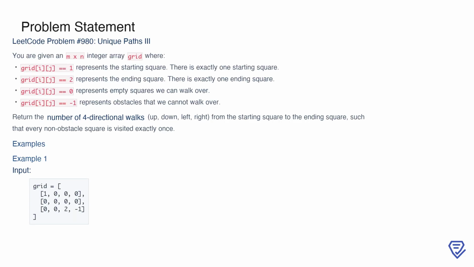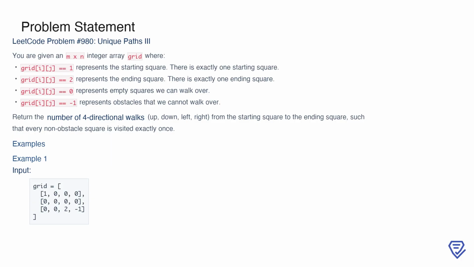In this problem, we are tasked with navigating a grid to find all unique paths that meet certain criteria. The grid is represented as a 2D array, where each cell has a specific meaning. A cell with the value 1 is the starting square, and there is exactly one such square in the grid. Similarly, a cell with the value 2 is the ending square, and there is exactly one of these as well. Cells with the value 0 are empty squares, and these are squares we can walk over. Finally, cells with the value -1 are obstacles, which we cannot traverse.